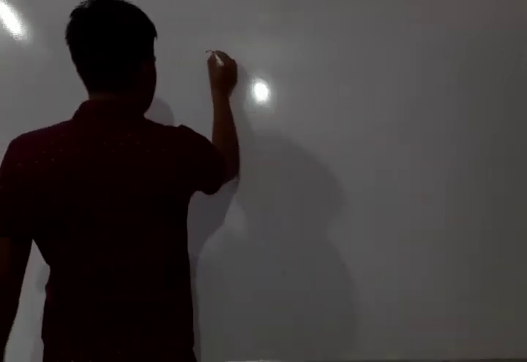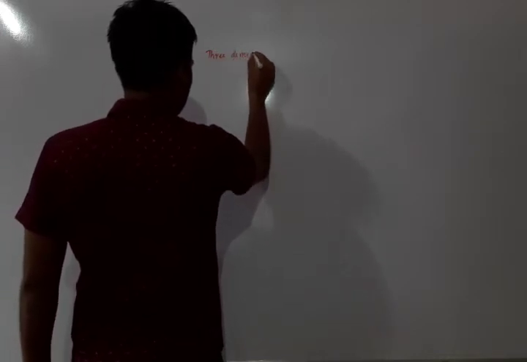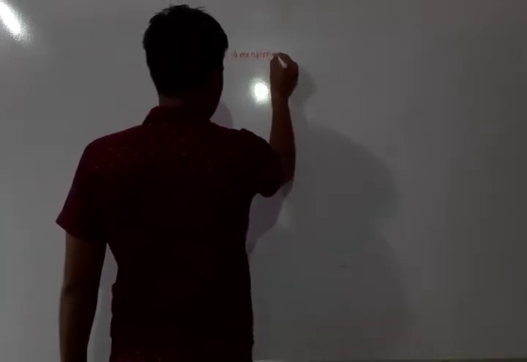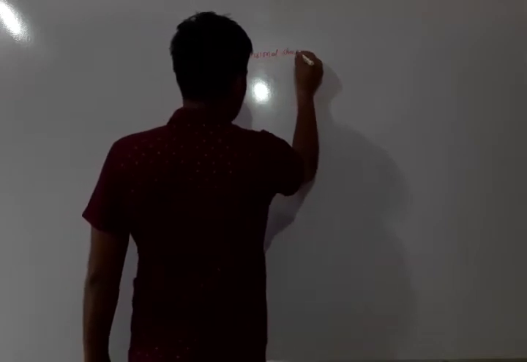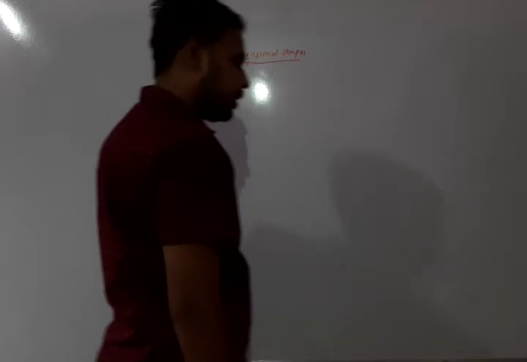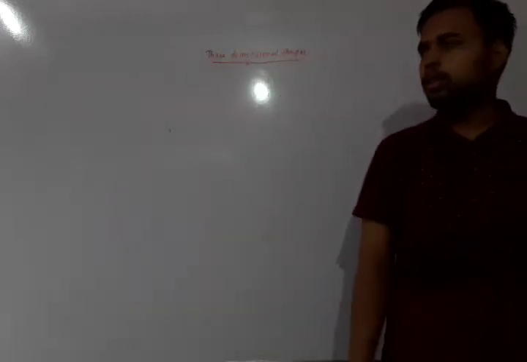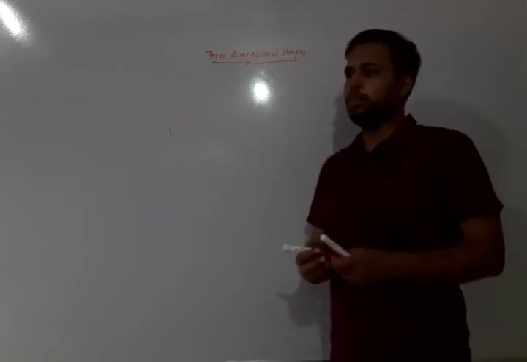We have solved exercise 5.7 and 5.8. Now our next topic is three-dimensional shapes. What? Three-dimensional shape. By name we can say that these figures will have three dimensions.